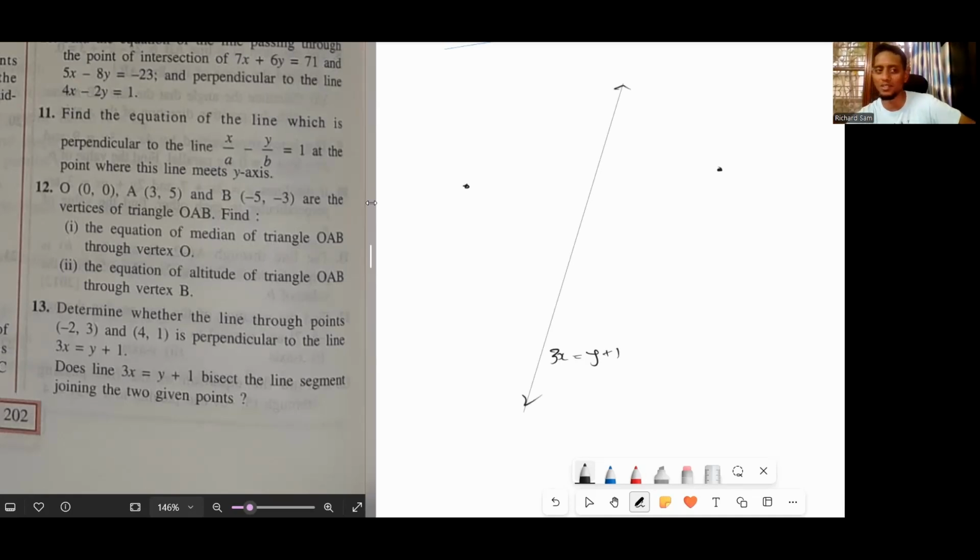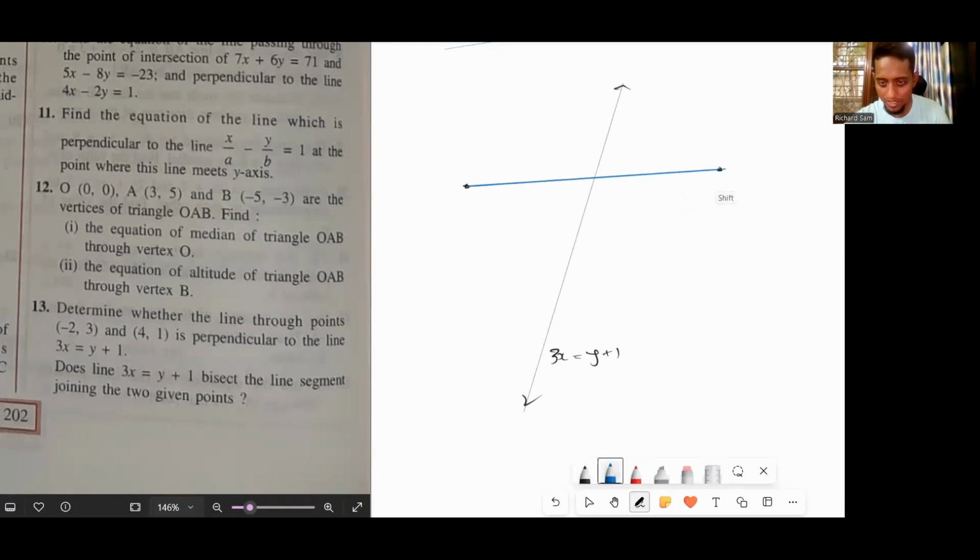What's the meaning of line segment? It has 2 ends. So this is the line segment. So they're asking you whether this line cuts the line segment into 2 equal halves. Bisects means cuts into 2 equal halves. So how will we do that? Find the midpoint of AB. That's the point of bisecting, right? Find the midpoint using the midpoint formula and check if that point lies on the line by substituting the values. Alright, so this 12 and 13 also, do that as your homework.